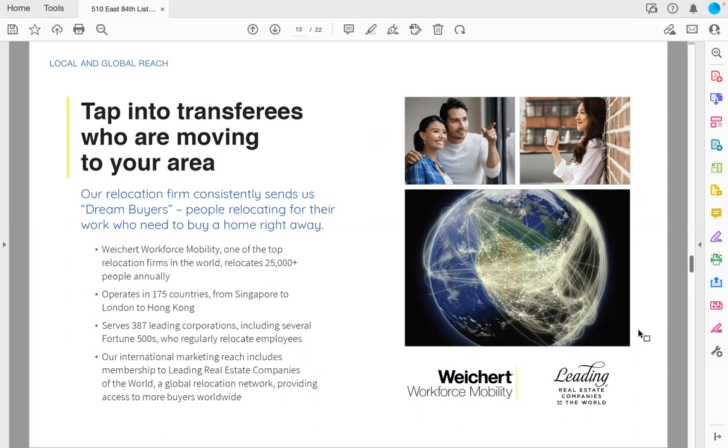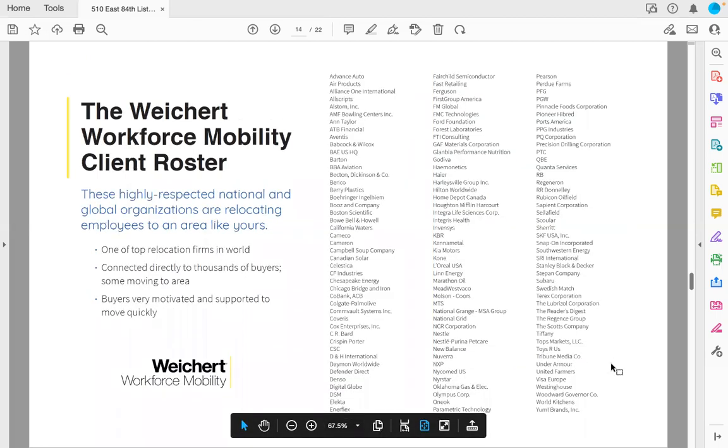175 countries, from Singapore to London to Hong Kong to Brazil, as well as to any international transferees who are being moved to New York City through our sister company, which is called Weichert Workforce Mobility. I don't know if you know this, but Weichert actually owns the 3rd largest relocation company in the world. And we relocate about 25,000 people every year for some Fortune 500 companies. And again, this is just a sampling of some of the roster that's out there.